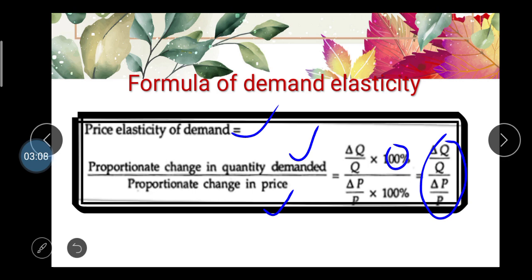Delta indicates the difference between the quantity demanded before the price increases or decreases, and Q is the main quantity of the product, and P is the price, which changes, increases or decreases. According to that, you have to find out the elasticity of demand.